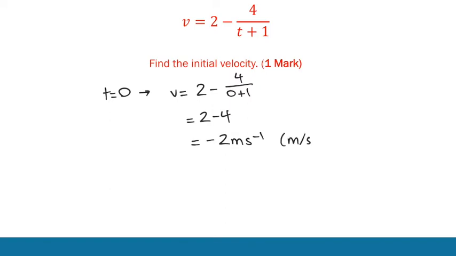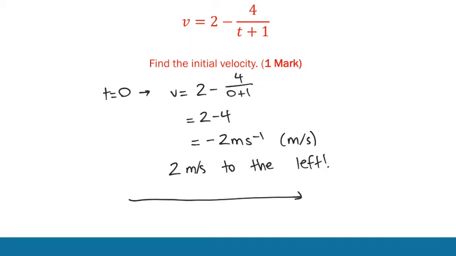You could also write meters per second that way. So what this means is that it's 2 meters per second to the left. Now notice that we're just saying to the left. This is because if we consider a number line, the negative numbers are out this way and the positive numbers are out this way. So if you have a negative velocity, that means you're moving to the left.